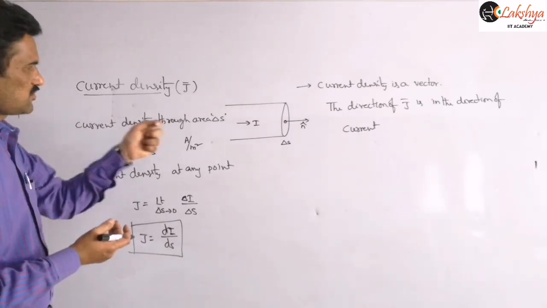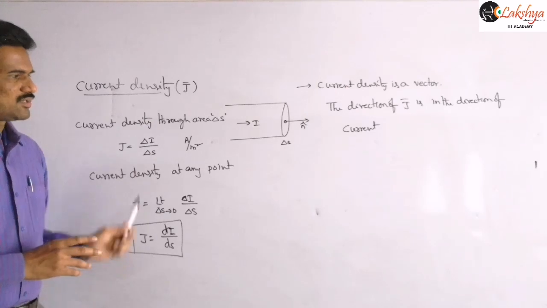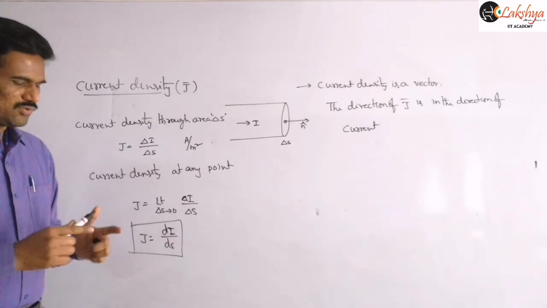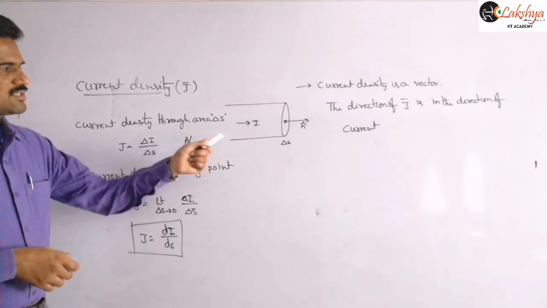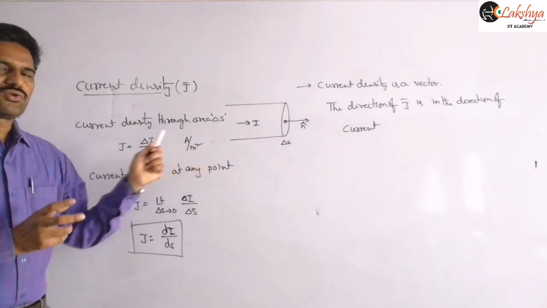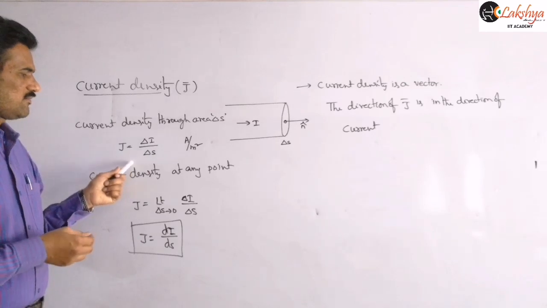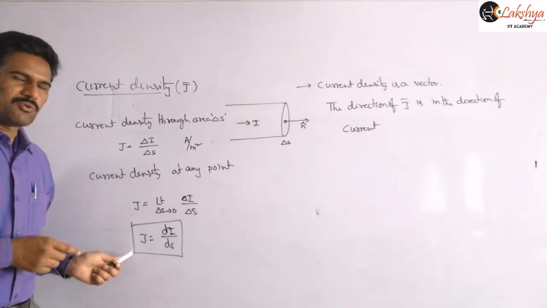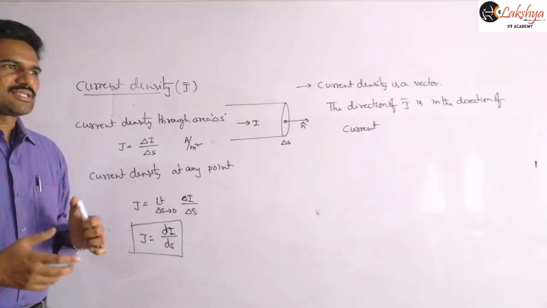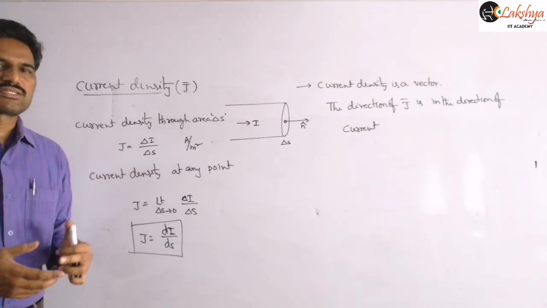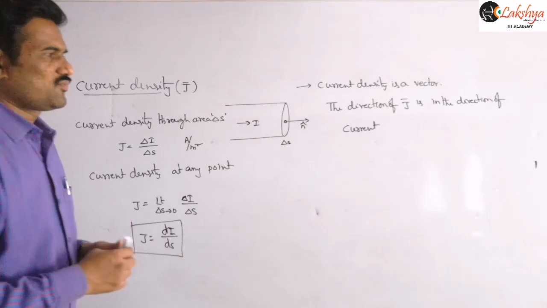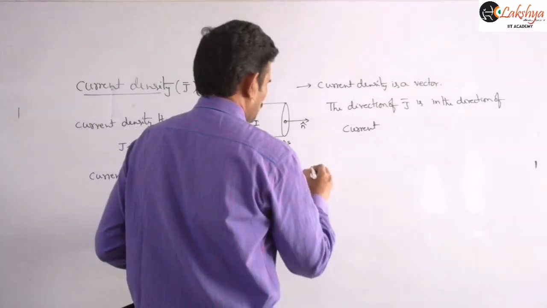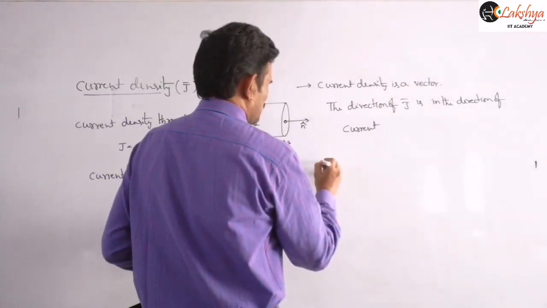So first you may write the definition, then you can copy this. The current flowing per unit area is called current density. This is the current density over the whole area, or you can call it the average current density. And if you are defining it at a particular point, then we define it like this. Sometimes they will give the current density, and from that we need to find the current flowing through the conductor.